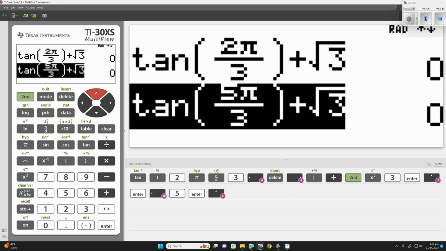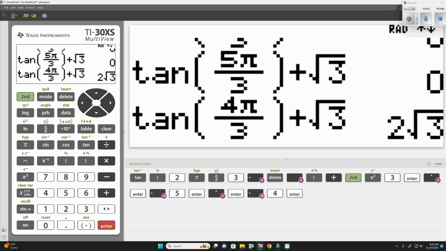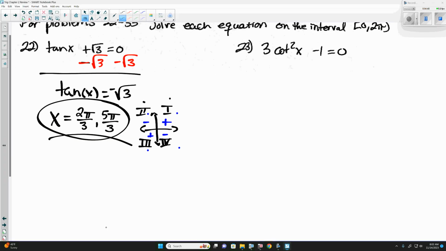Because the other two, one of them is 4 pi over 3, which is just positive square root of 3, which gives us 2. Same would happen with pi over 3. Does that make sense?